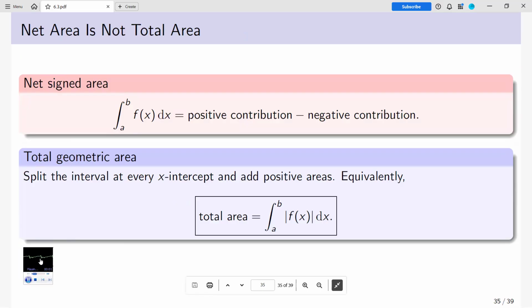Net area allows cancellation, whereas total area counts every region positively. The absolute value flips below-axis pieces upward.